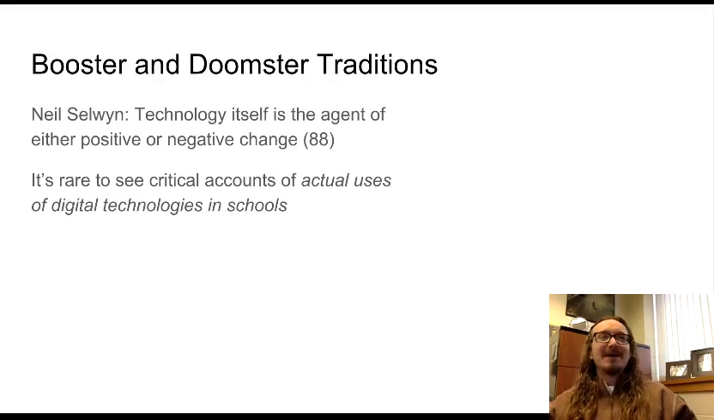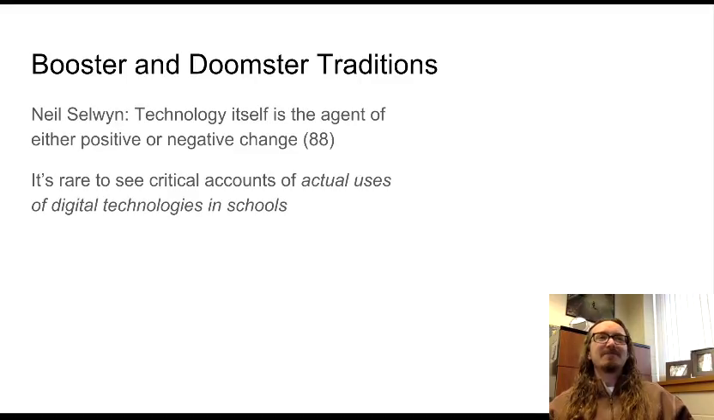So obviously this author wants to get well beyond that sort of simplistic polarizing view. He quotes somebody named Neil Selwyn, who talks about this idea that technology itself is the agent of positive or negative change. I've seen this described as technological determinism, the tendency to ignore the people involved and the social context, and just focus on this bit of technology. And sadly, this is still a pretty prevalent view, right?